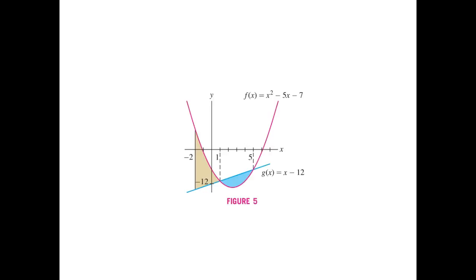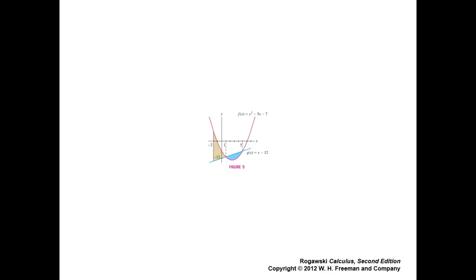The first thing you do then is find the places where f of x equals g of x. Okay? So let's do that. That would be x squared minus 5x minus 7 is equal to x minus 12.